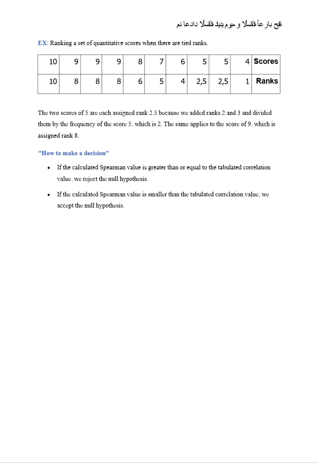The two scores of 5 are each assigned rank 2.5 because we added ranks 2 and 3 and divided them by the frequency of the score 5, which is 2. The same applies to the score of 9, which is assigned rank 8. How to make a decision? If the calculated Spearman value is greater than or equal to the tabulated correlation value, we reject the null hypothesis. If the calculated Spearman value is smaller than the tabulated correlation value, we accept the null hypothesis.